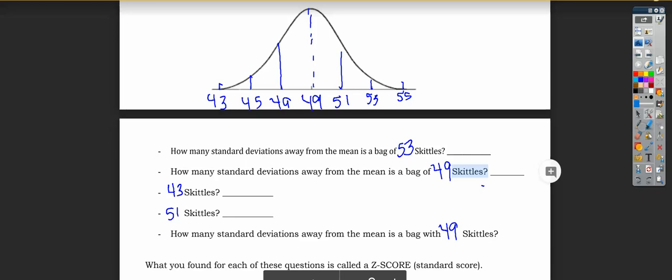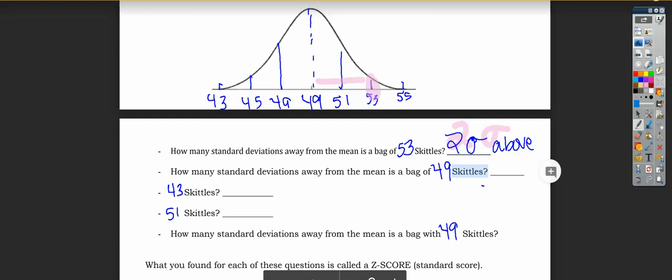So notice 53 Skittles is right here. Now, how many standard deviations away is that from the mean? So if I go to the mean, that's 1 standard deviation, 2 standard deviations away. So I would say 2 sigma. You can also say it's 2 sigma above the mean, because if it's going to the right, it's above.